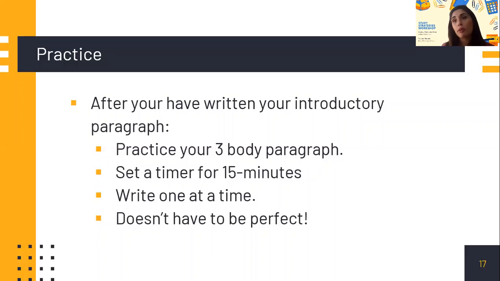It does not have to be perfect. Remember, this is just practice. This is not your perfect, submitted essay. This is simply practicing, and it's simply preparing you for taking that timed test later down the line.